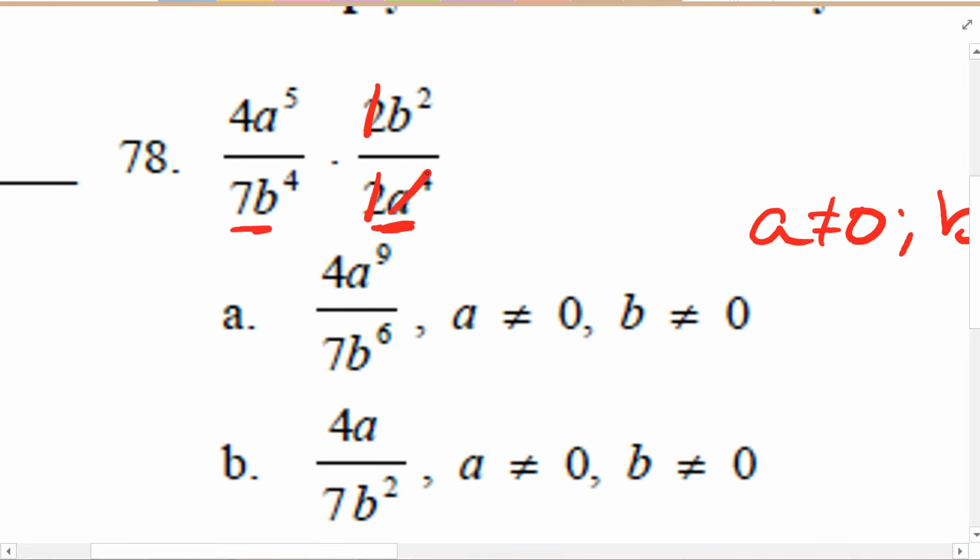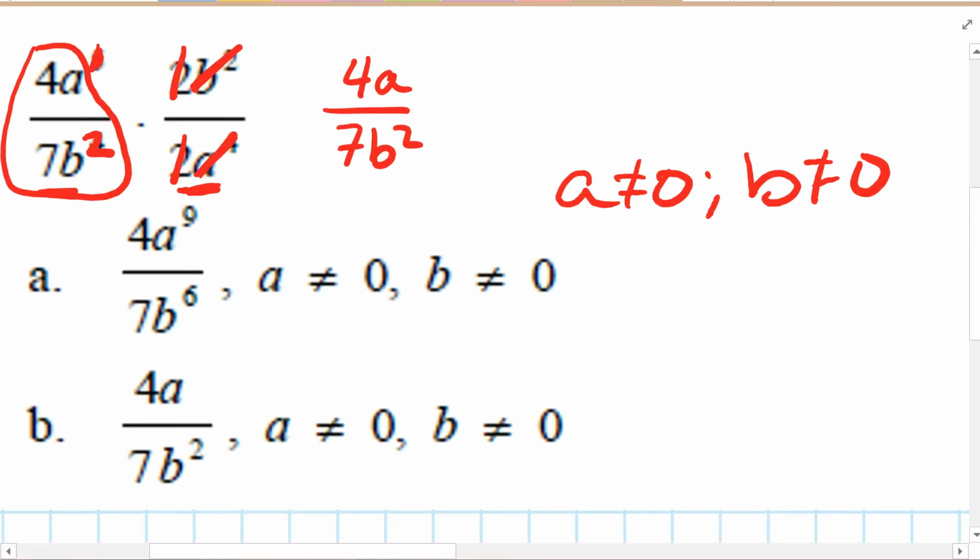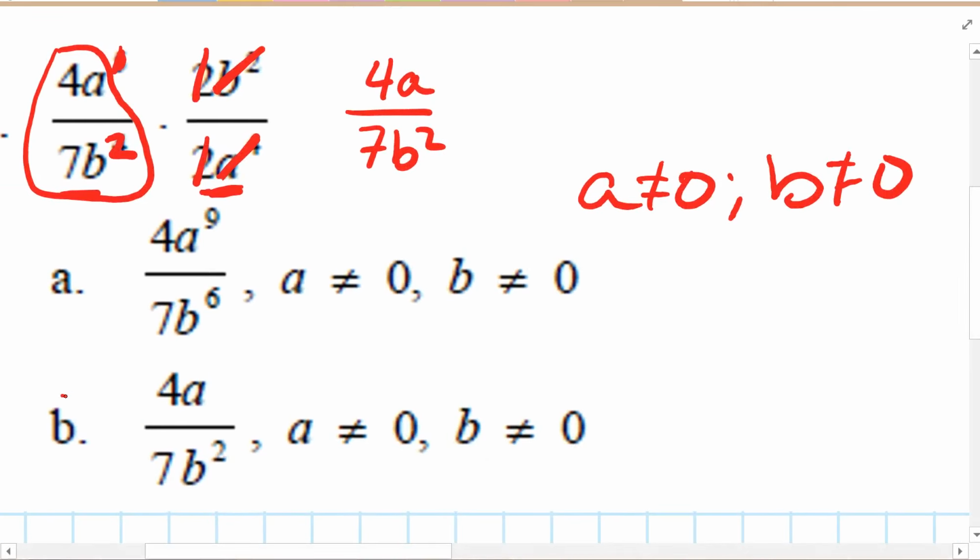I have a to the 4th on the bottom, so 5 minus 4 is 1, so I get a on top. I have b squared on top and b to the 4th on the bottom, so 4 minus 2 is 2. So what do I have left? That is it. So my answer is 4a over 7b squared, where a does not equal 0 and b does not equal 0. So the answer is B.